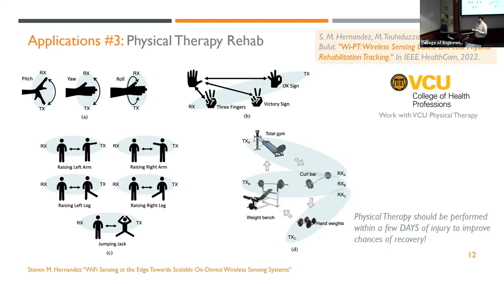Of course, having someone go constantly to a clinic might be really challenging depending on how many people we have to administer or track what they're doing. So let's say they do go to the clinic some of the times, but we also want them to perform exercises when they get home. Wi-Fi sensing just makes it a little bit easier so they don't have to have wearable devices or anything on their body to track these sorts of things.